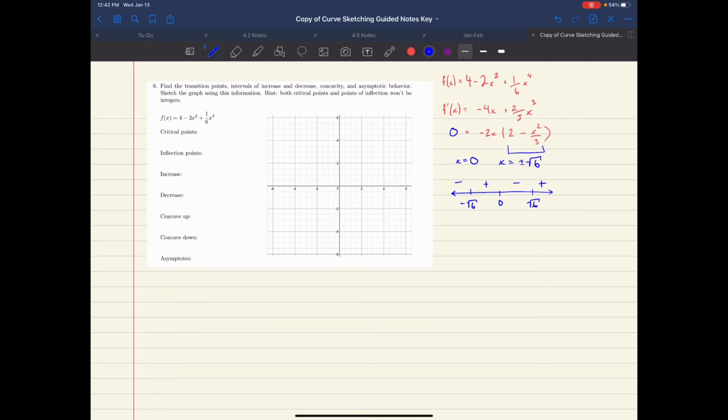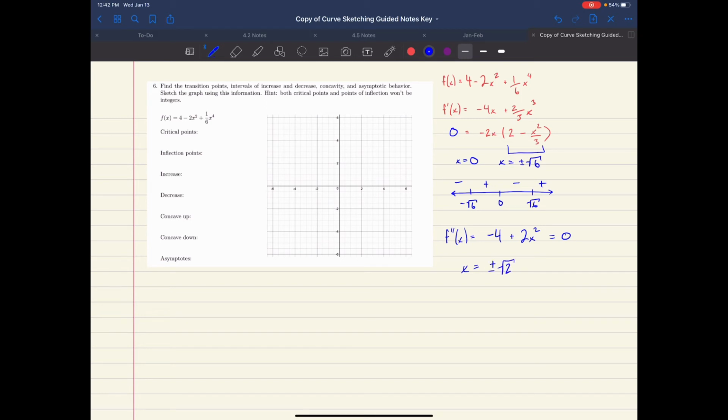So next, let's do the second derivative, f double prime of x. That would be -4 plus 2x squared. Okay, and then we set that to 0, and we get x equals plus or minus root 2.